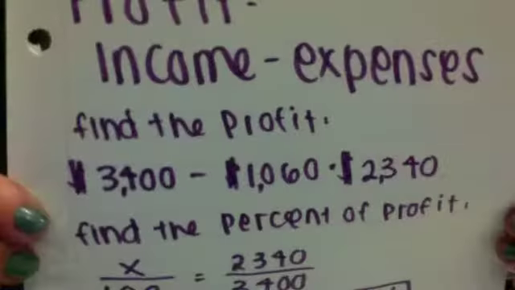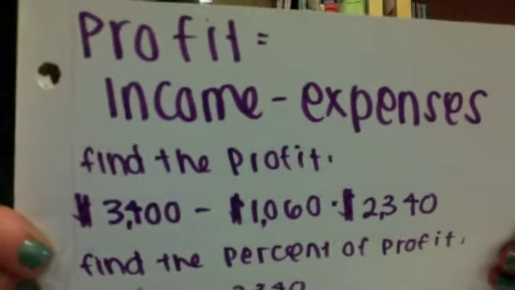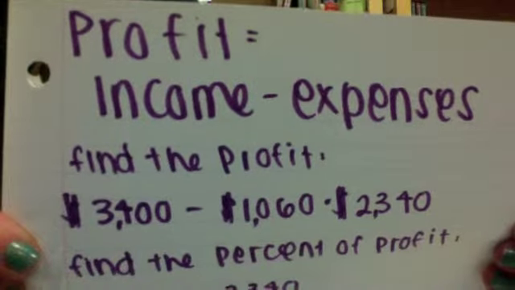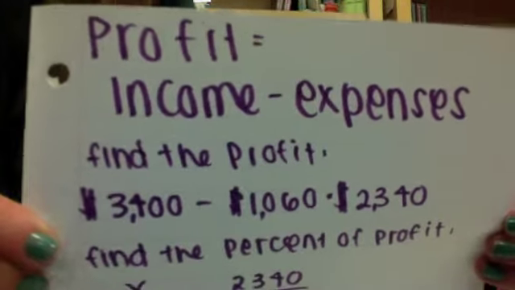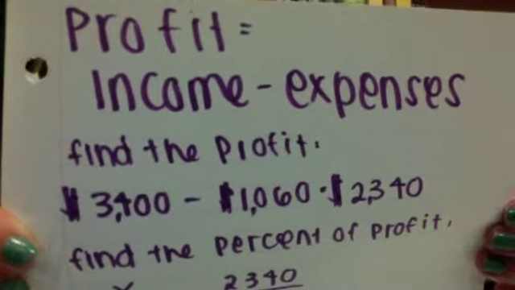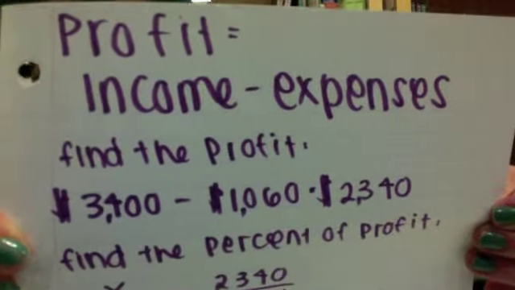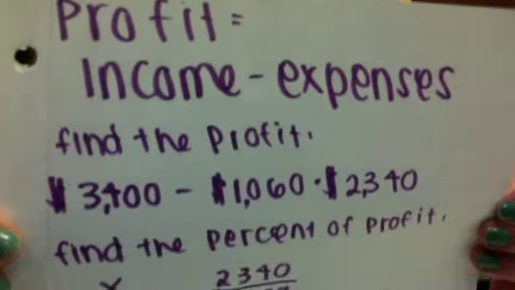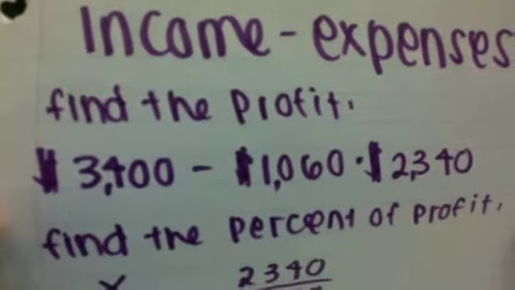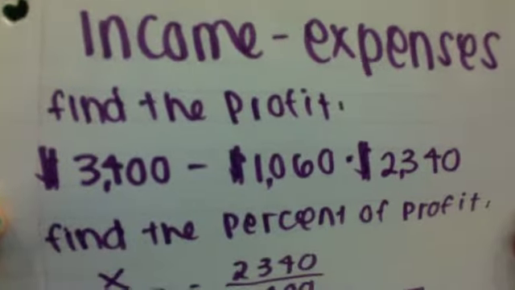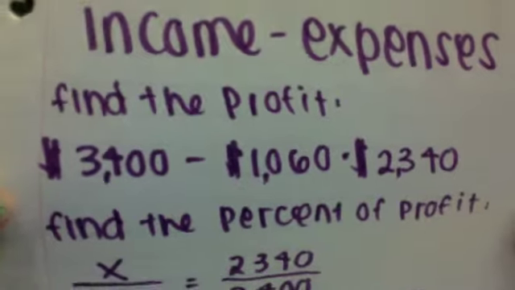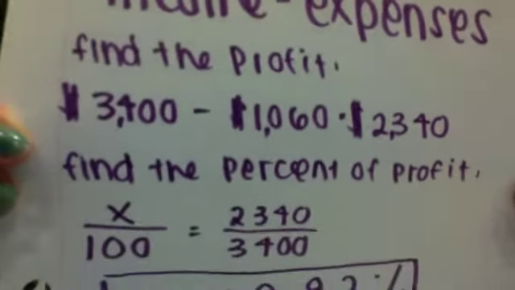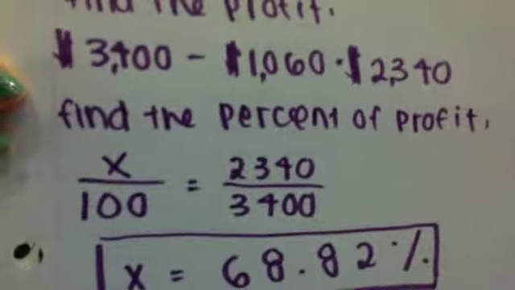The final application is finding a profit, which is the difference of the income and the expenses. Your class sponsors a school dance. The total expenses for the dance are $1,060. Your class collects $3,400 in ticket sales. Find the profit from the dance and the percent of profit that the class makes. First, find the profit. Subtract $1,060 from $3,400. The profit this class makes is $2,340.